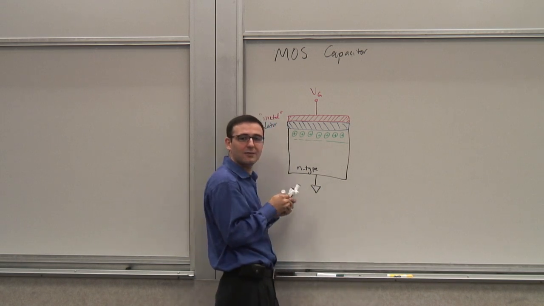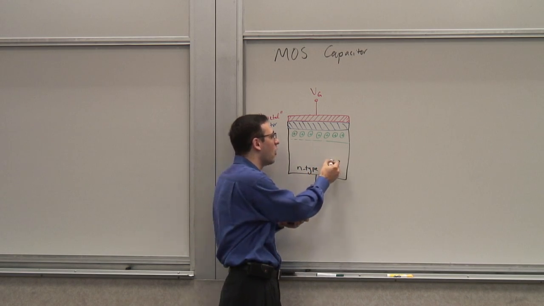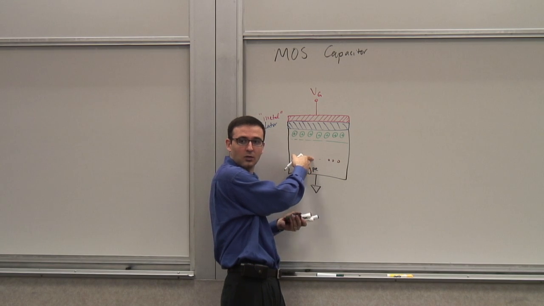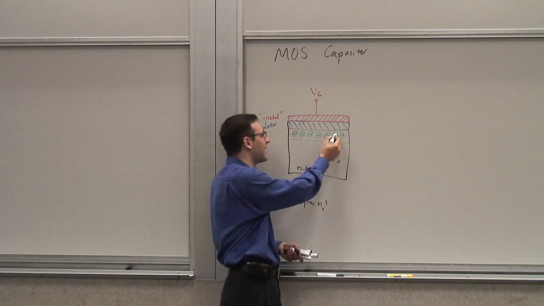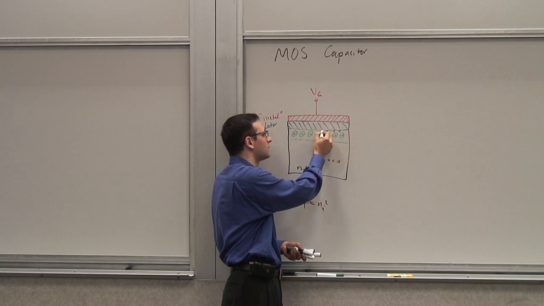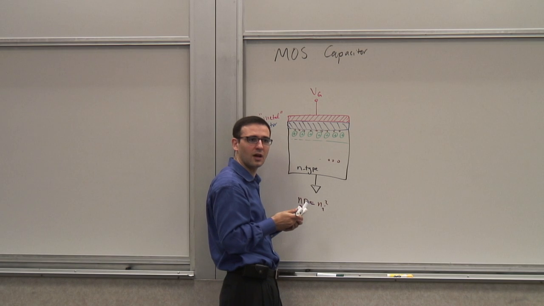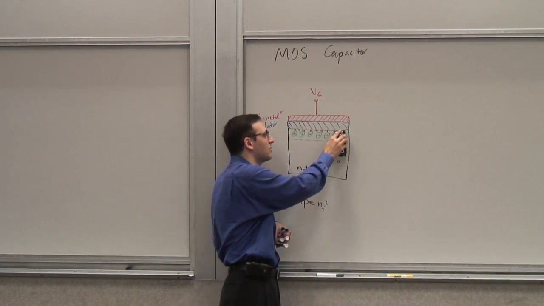That is effectively called inversion. And in effect, you start attracting holes. There are holes here too. There are not a whole lot of them, but there are holes, right? Because the product of n and p has to be constant. N times p was ni squared. So you have holes, and you start attracting holes, and the holes start concentrating at the edge. So you will have a layer of holes on the surface, as opposed to extending your depletion region even farther.